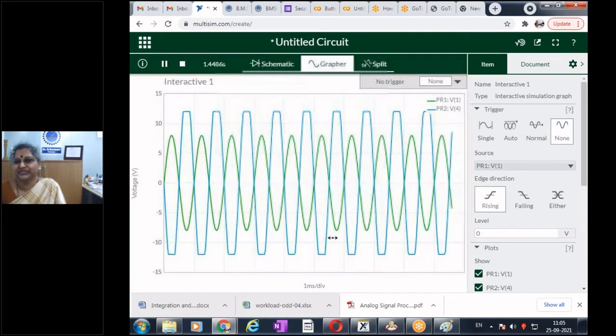And then look at the output. What happened? Do you still say it is linear, or do you say it is non-linear? Input is a sine wave. Output is it sine? It got cut. It got clipped. It got clipped.